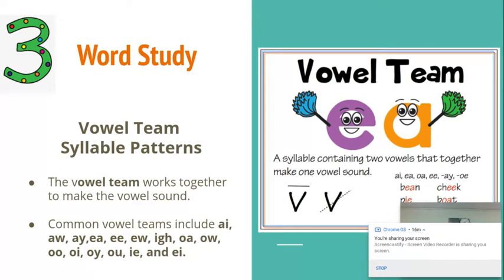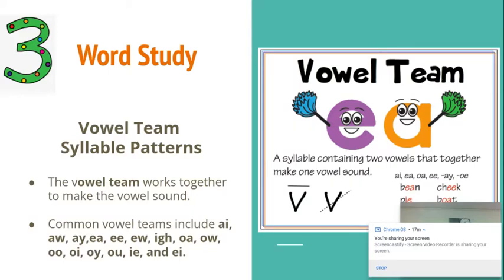Okay, now we're going to talk about our word study today, which will be Vowel Teams. And Vowel Teams, think of a team, right? It's a group of people that work together, right? They work together towards a common goal. So Vowel Teams are 2 vowels that work together to make one sound. And here we have a list of some common vowel teams: A-I, A-W, A-Y, and you can see the rest.